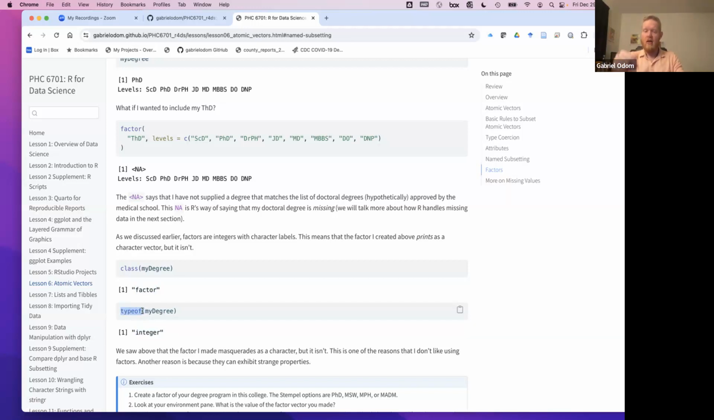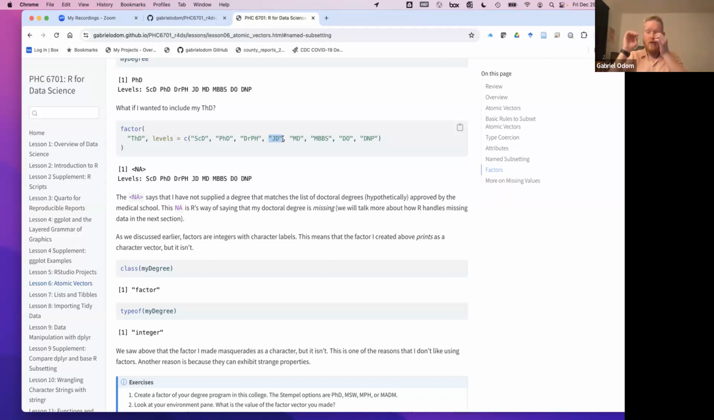So the class of this object is factor, but the type, i.e., the storage mode, how R stores this information in the computer, is going to be an integer, which is honestly kind of cool because it means that you get to store what would be relatively complex information, like these are all characters, which normally take up a lot of space on a computer. But instead of storing the character on the computer, you store an integer instead, and then like a legend that says, if I see the number 4, then I know that that's representing JD or Juris Doctor.